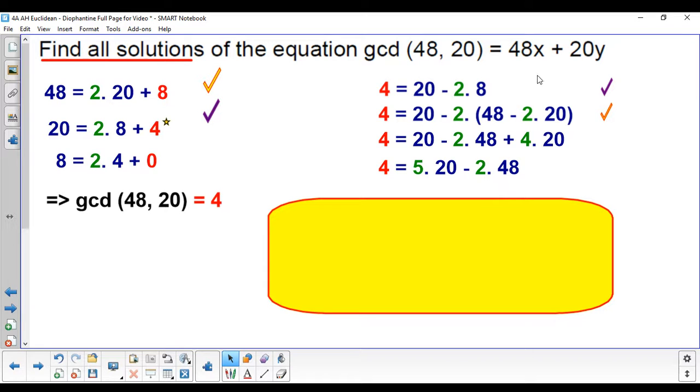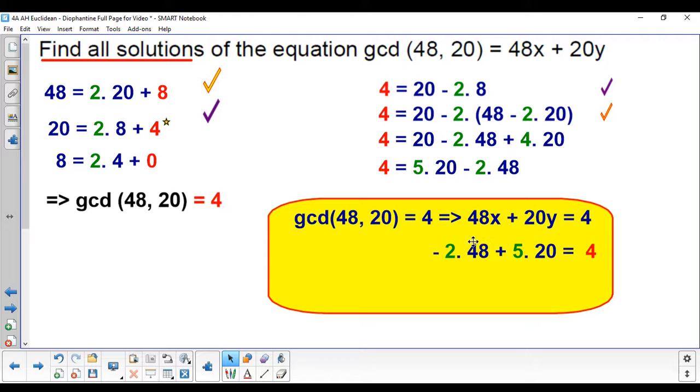What were we asked to do? We were asked to express 48x plus 20y, and it equals 4 in this format. So if you know that the greatest common divisor equals 4, you can say that your equation equals 4, and we also have this equal to 4. So if I write this underneath, you can instantly see we now know what x is worth, and we know what y is worth. And that's it. So that is the specific solution for this condition.